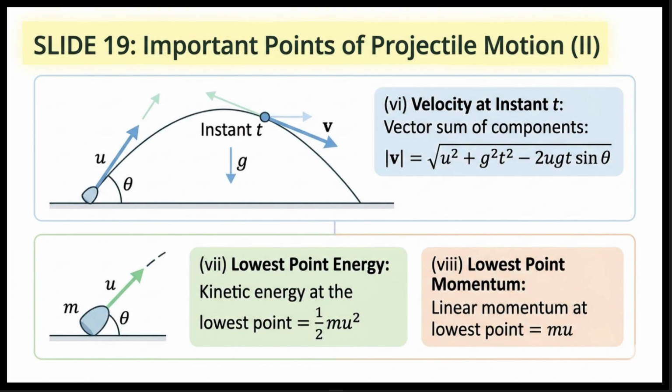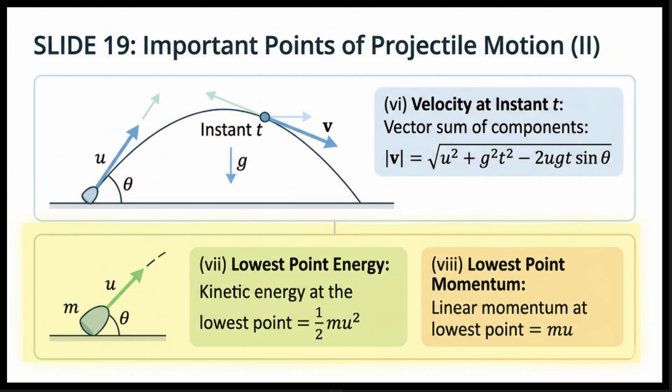The instantaneous speed at time t during flight is the magnitude of the velocity vector, combining both components. That works out to the square root of u squared plus g squared t squared minus 2ugt sine theta. At t equals 0, or at landing where height returns to 0, this simplifies back to u, confirming the object returns to its launch speed when it lands.